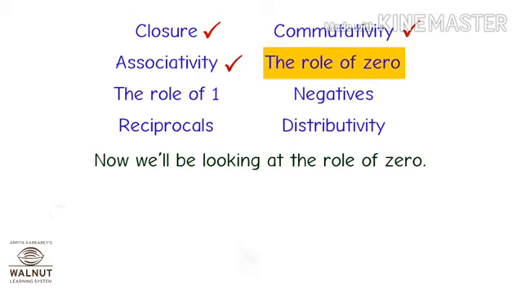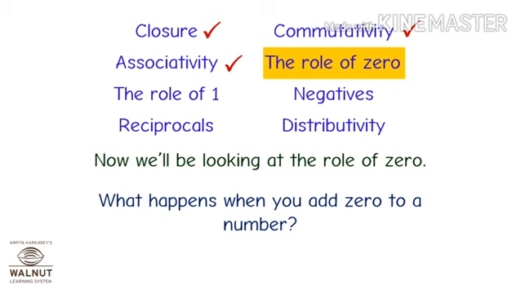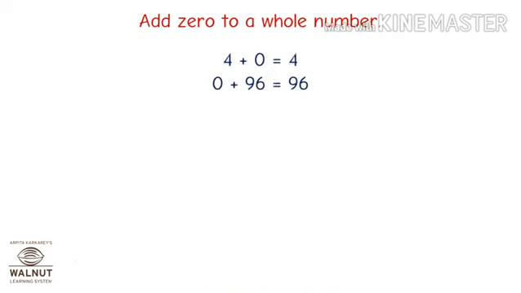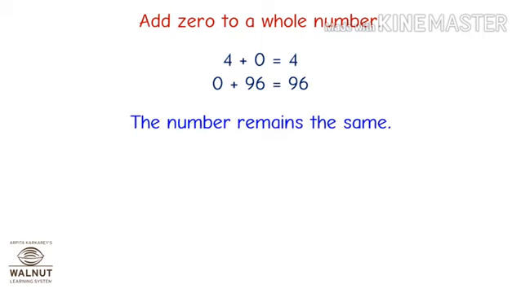Now, we'll be looking at the role of 0. What happens when you add 0 to a number? Let's check for whole numbers, integers, and rational numbers. Add 0 to a whole number. 4 plus 0 is equal to 4. 0 plus 96 is equal to 96. The number remains the same.